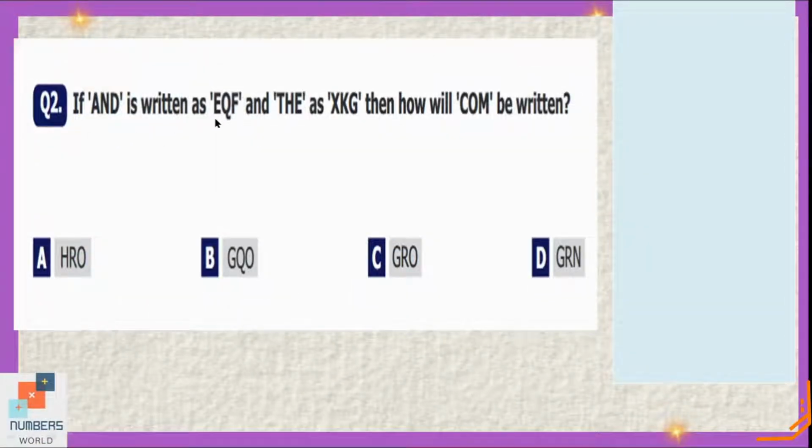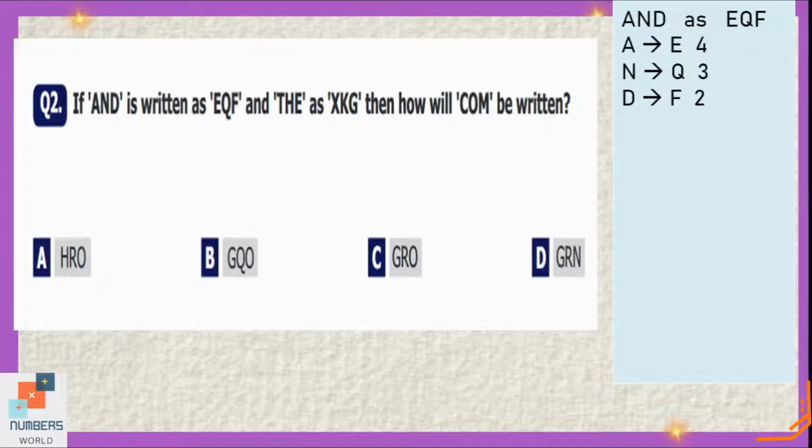Question number 2, if AND is written as EQF and the as XKG, then how will COM be written? So let's compare the alphabets of AND and EQF. The first alphabet of AND is A and EQF is E. So E is the fourth alphabet after A. Like if we skip A, B, C, D, E. Q is the third alphabet after N, and F is the second alphabet after D.